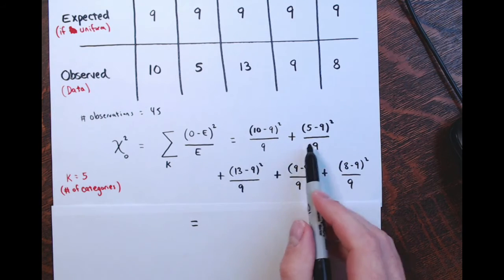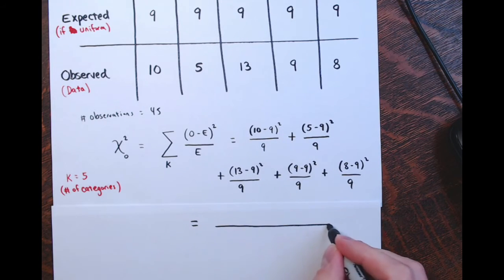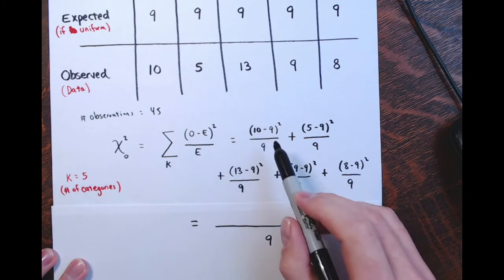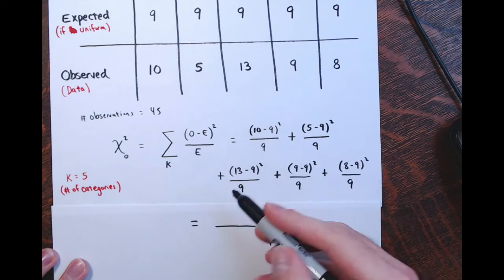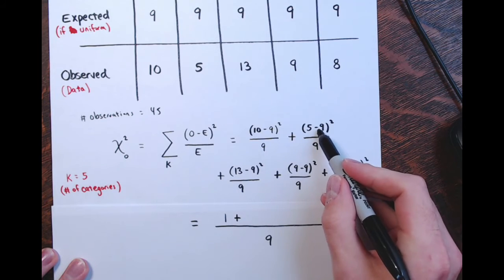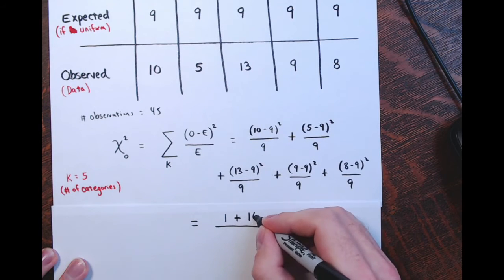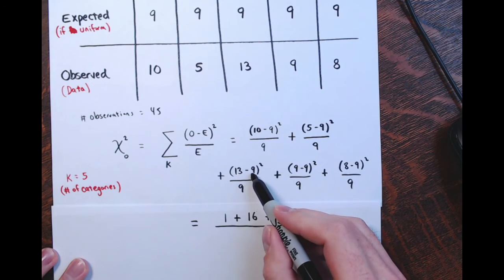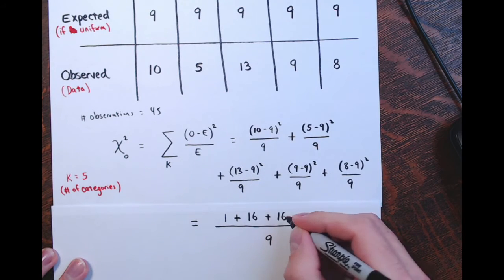All these fractions have a denominator of 9, so I'm going to put the big fraction bar. They're all over 9, and then I'll just add the numerators. So 10 minus 9 is 1, squared is 1, plus 5 minus 9 is negative 4, squared is 16. And 13 minus 9 is positive 4, squared is also 16.